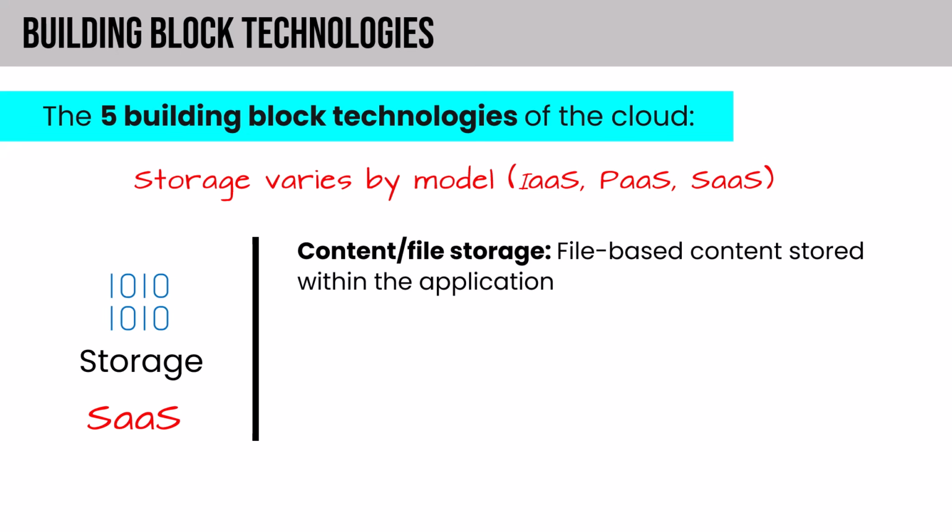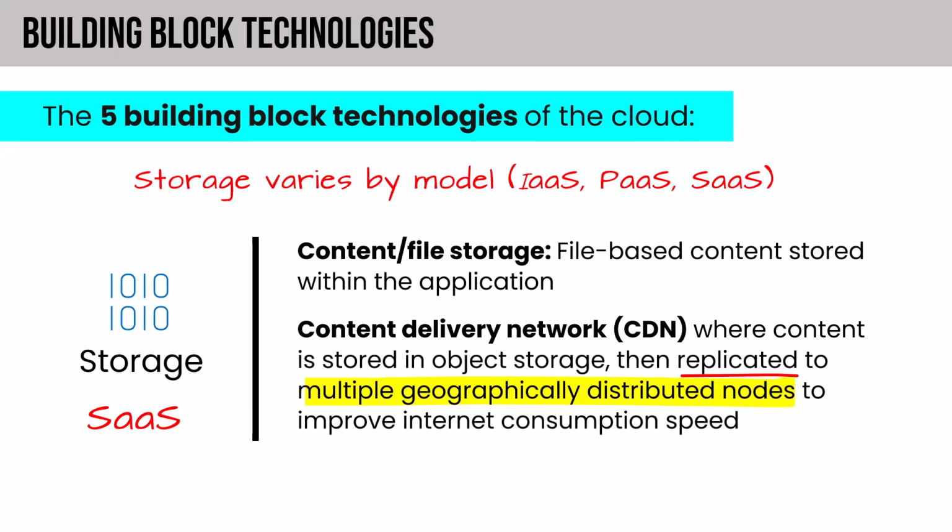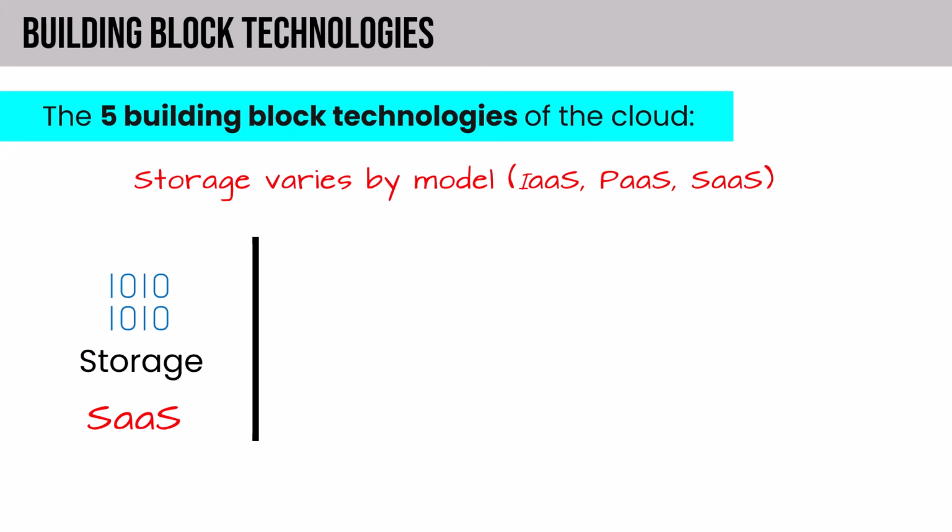So we have content or file storage. So this is file-based content stored within the application. Microsoft Office is the perfect example. A content delivery network is where content is stored in object storage and then replicated to multiple geographically distributed nodes to improve internet consumption speed. What that does is places content near the points of presence where customers will access a service.